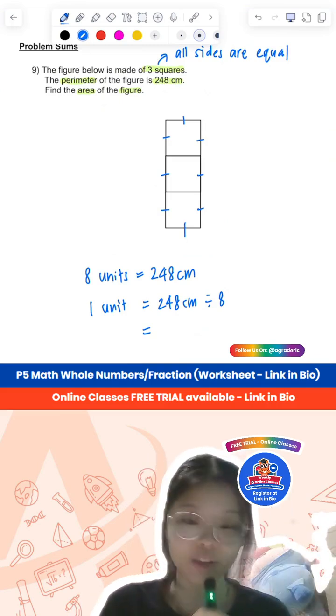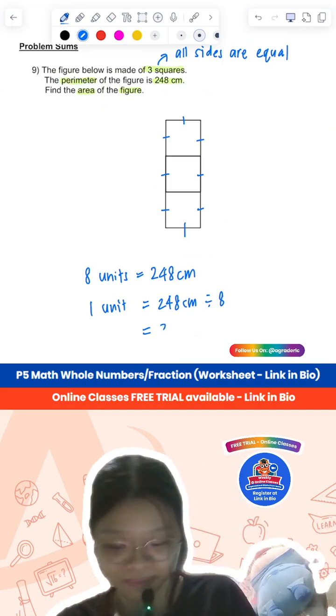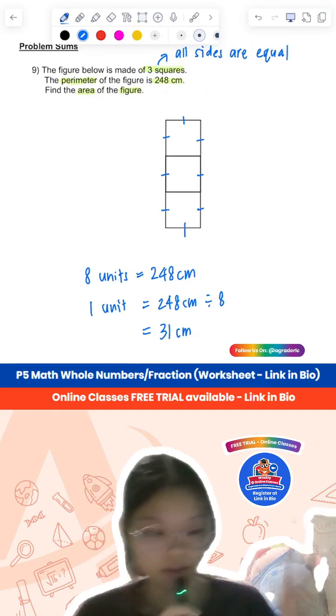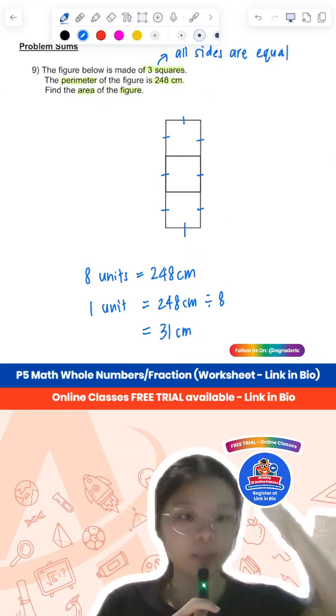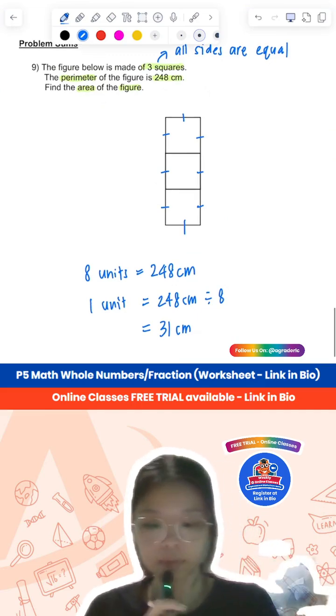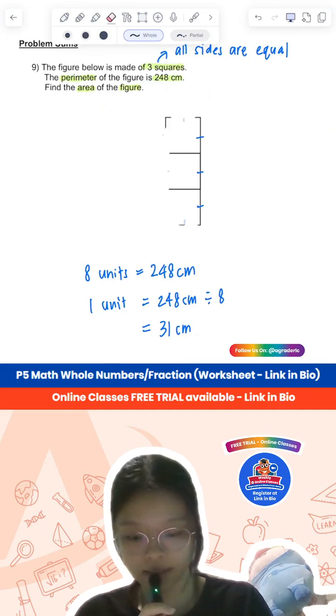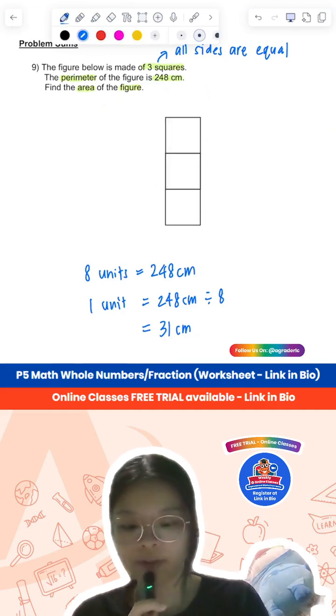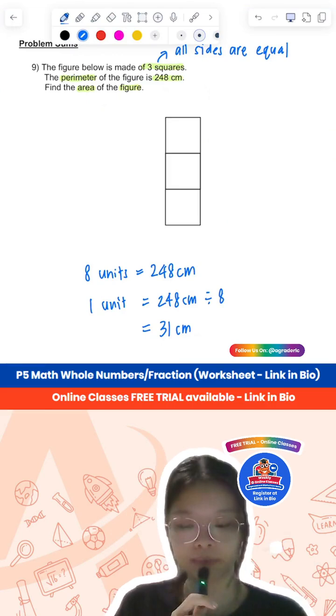Oh, of course, I counted the sides. Okay. 1 unit is 31 centimeters. Thank you. Okay, for those who tell me 31. Now that I'm at 31, let me erase those lines. Okay, the question is find the area of the figure. How do I find the area of the figure?